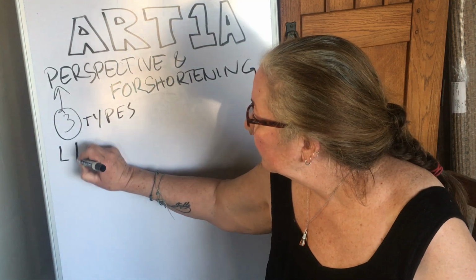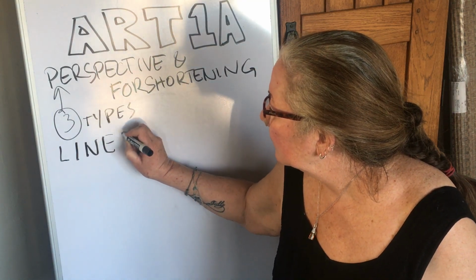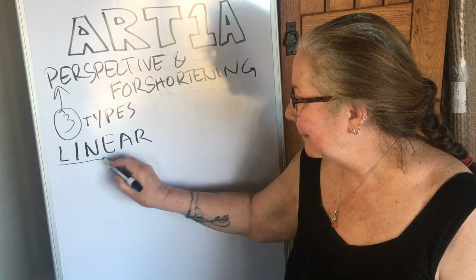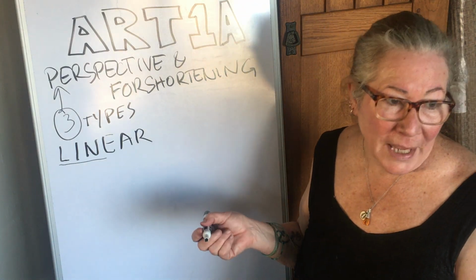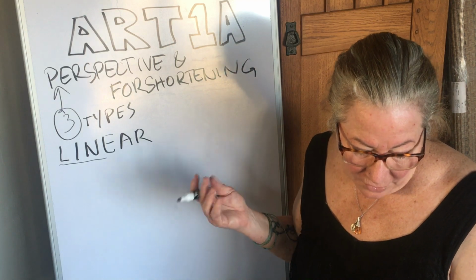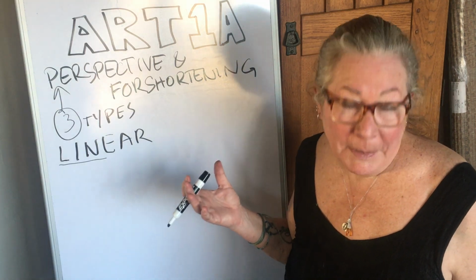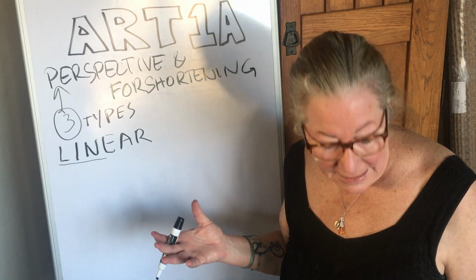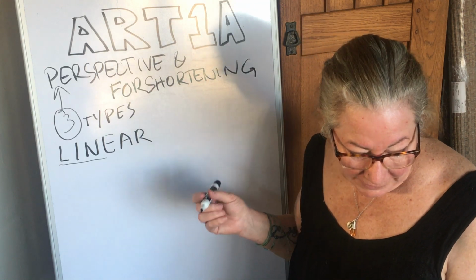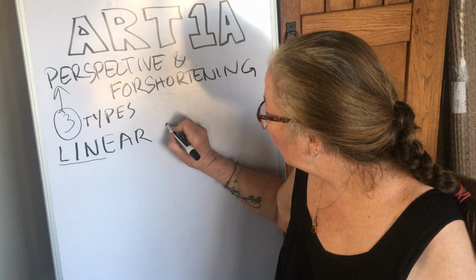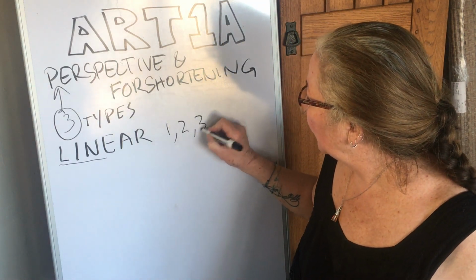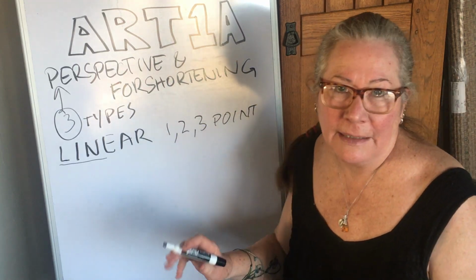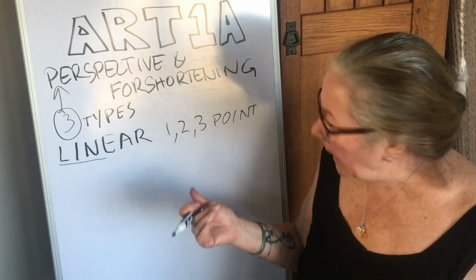There are linear, right? Linear means with line. Okay, so this is a way that we use to give two-dimensional space the illusion of being three-dimensional. Right? We use linear perspective a lot, and it comes in 1, 2, and 3-point perspective. And I'm going to just give you a quick kind of demo on it because I think it's important to just have an idea of what that means.